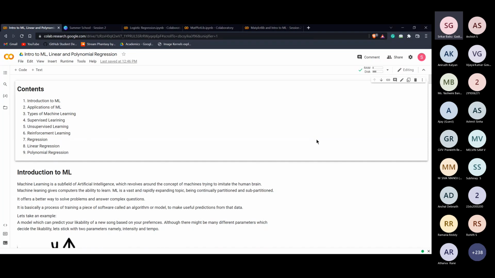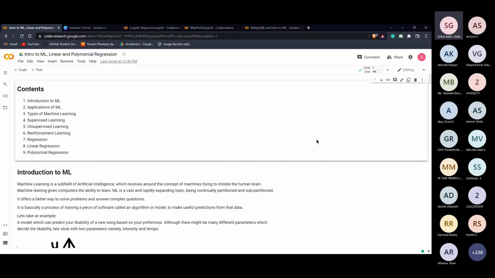Machine learning is a subfield of artificial intelligence, which revolves around the concept of teaching a machine. Basically, the machine is trying to imitate the human brain. You are giving it the ability to learn. Machine learning is a very vast and rapidly expanding topic. It is being continually partitioned and subcategorized based on how and where it is used. What machine learning does is it offers a better way to solve problems and answer complex questions. That is why we come up with this concept, machine learning.